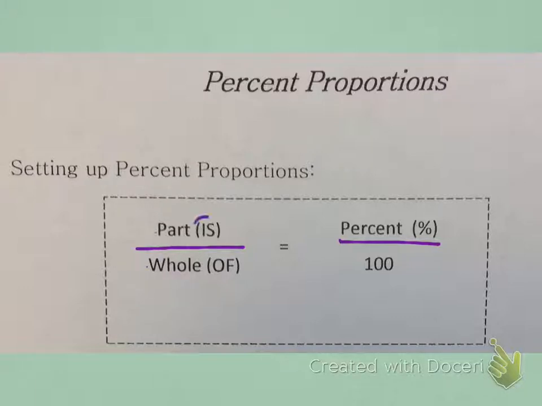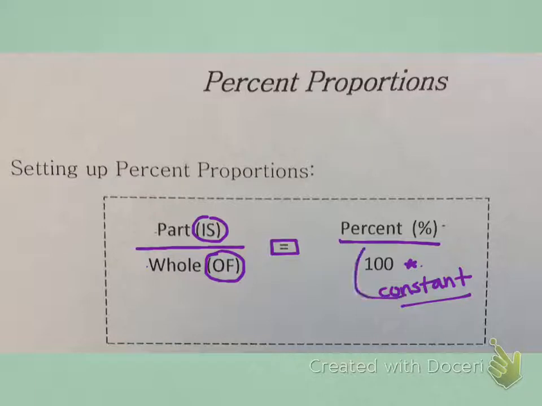or is over of. These are going to be the key words in our sentences that are going to tell us what goes where. And then, of course, our equal sign, the percent value over 100. This is constant. It remains the same. In any percent proportion that we set up, this number right here will always be 100.